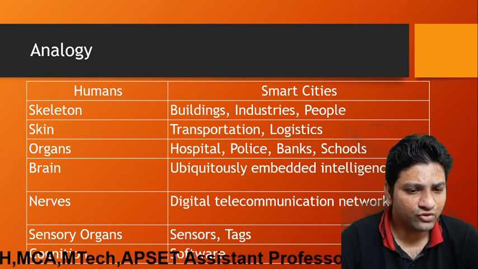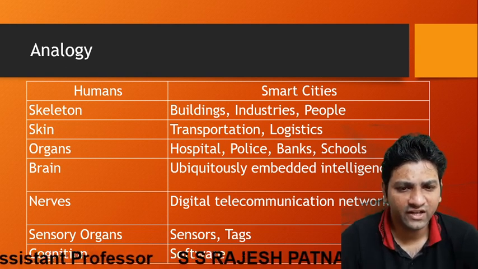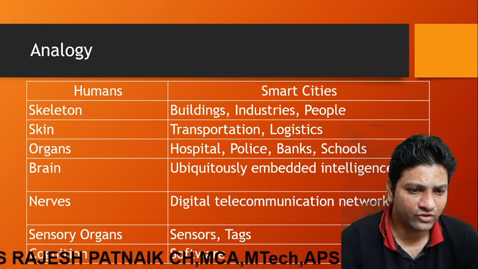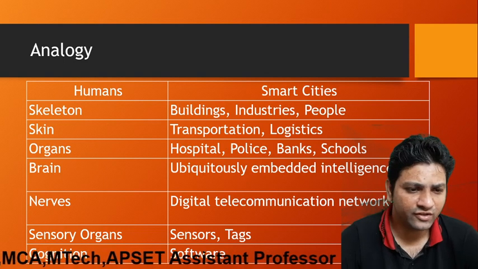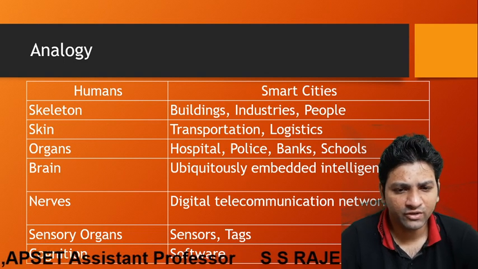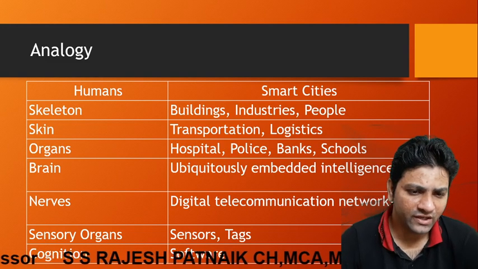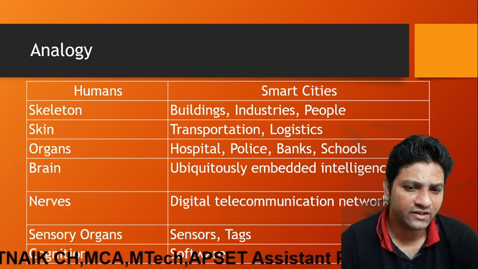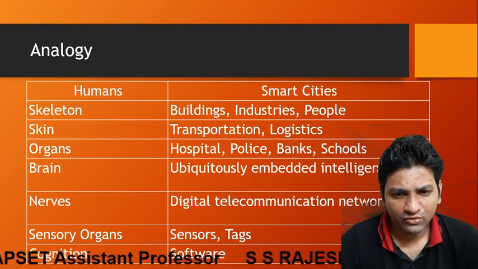And cognition in the human is exactly equal to the software. So it is just an analogy. Sometimes, if you want to describe smart cities, they are compared to human parts consisting of skeleton, skin and organs. Similarly, smart cities consist of buildings, industry, people, transportation, logistics, hospitals, police, banks, and other smart city elements we discussed. So please go through this.